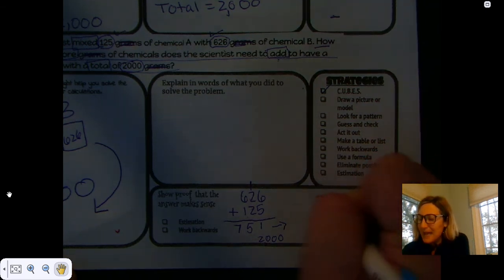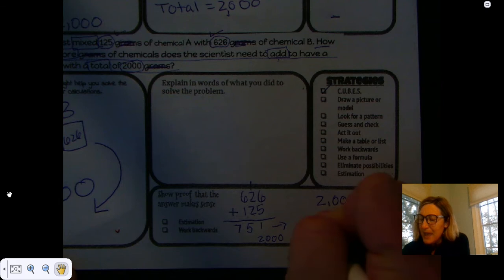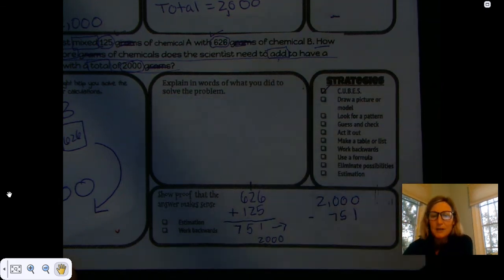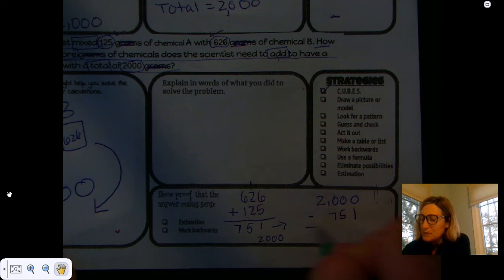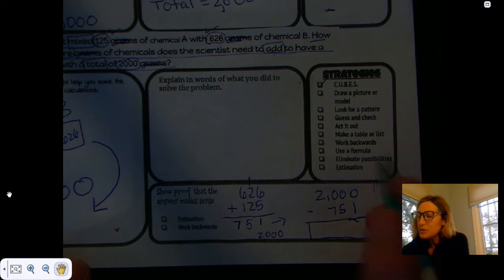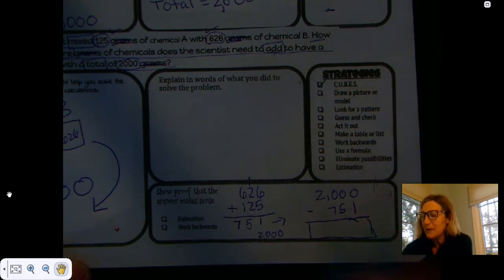Okay, we know we have to get to 2,000, and we know that we already have 751. So let's subtract, and see how many more we have to add to have a total. Okay, so let's go ahead and subtract. This can be a little bit tricky. Oh my goodness, we've got lots of zeros.